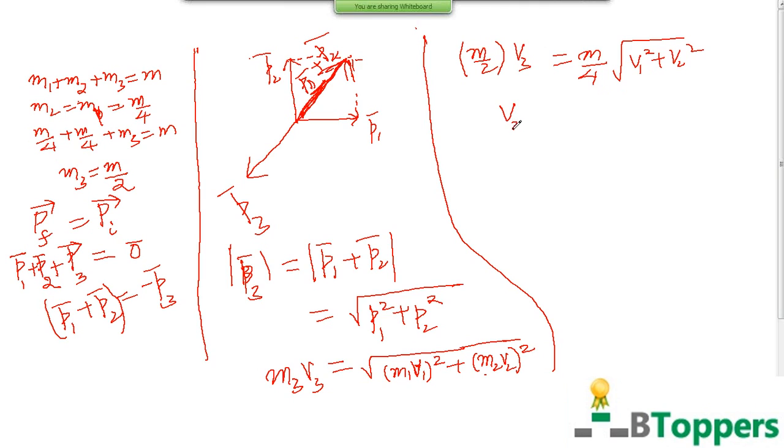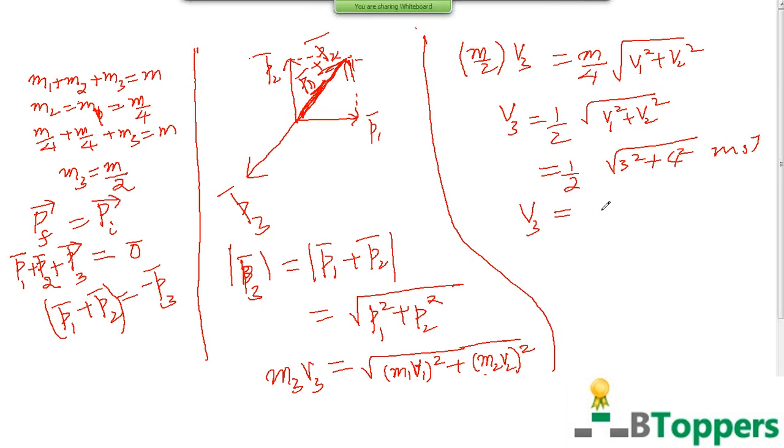So if you simplify this, you get V3 equal to half of root of V1 square plus V2 square. V1 is given to be 3 meters per second. V2 is given to be 4 meters per second. So if you simplify this, you get the magnitude of velocity of the third part just after explosion will be 2.5 meters per second. So the answer is 2.5 meters per second.